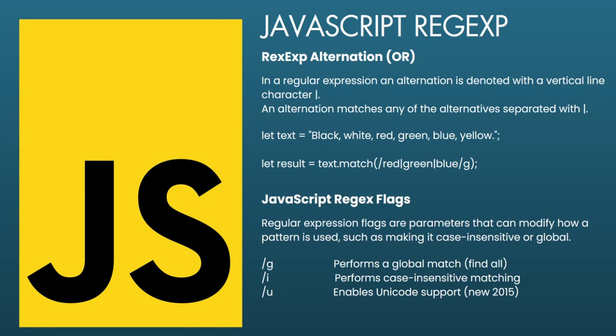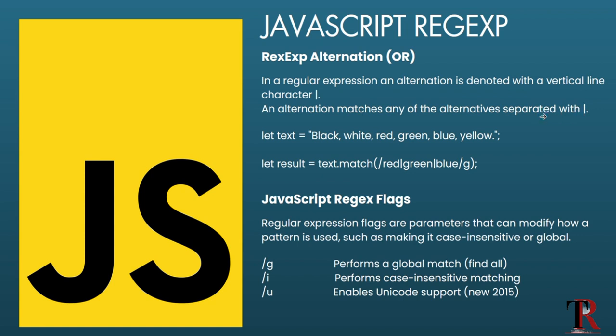In a regular expression, an alternation is denoted with a vertical line character. This pipe is what is used to denote an alternation when you are using a regular expression. An alternation matches any of the alternatives separated with a vertical line or pipe.